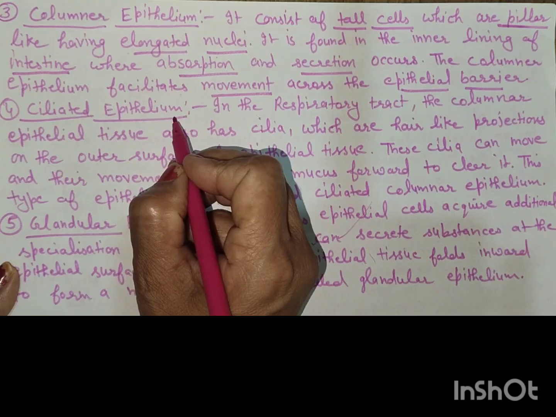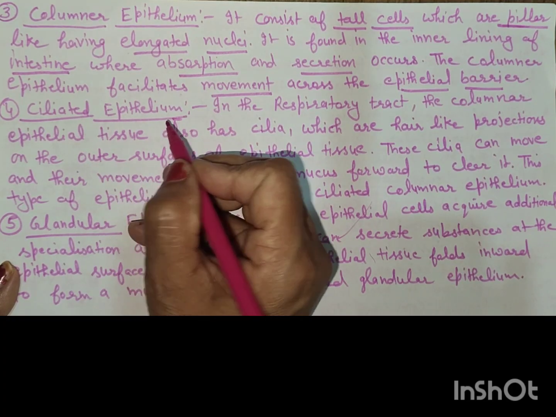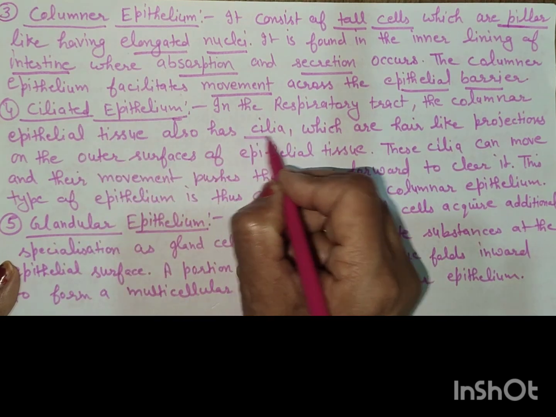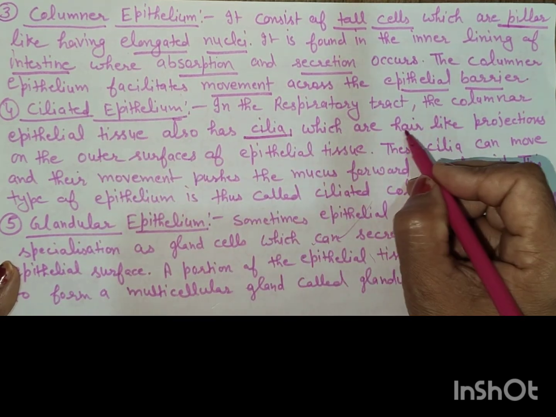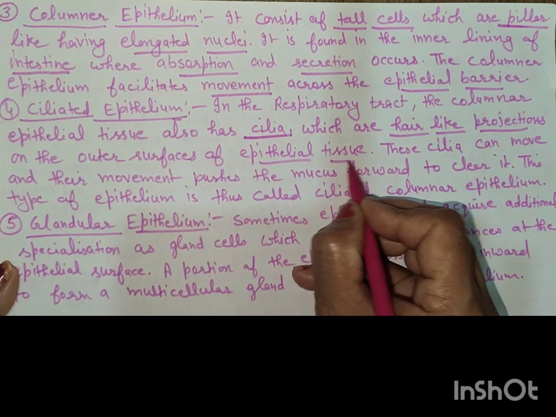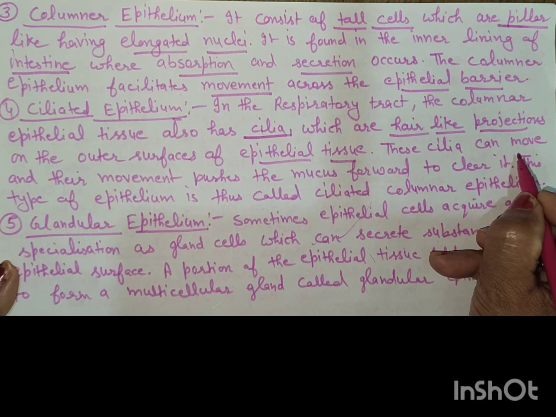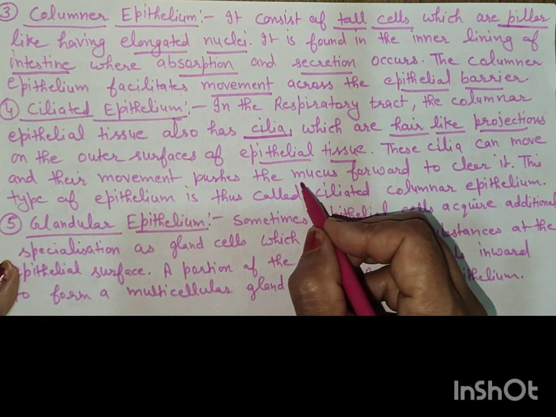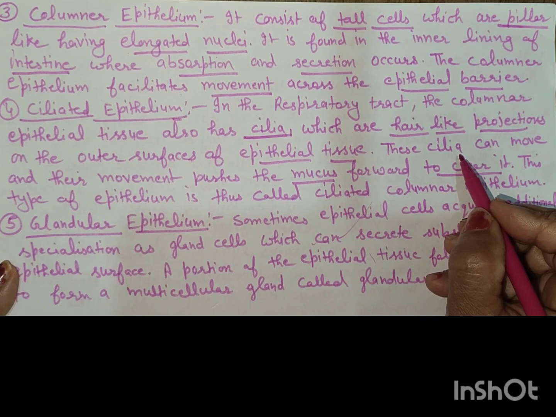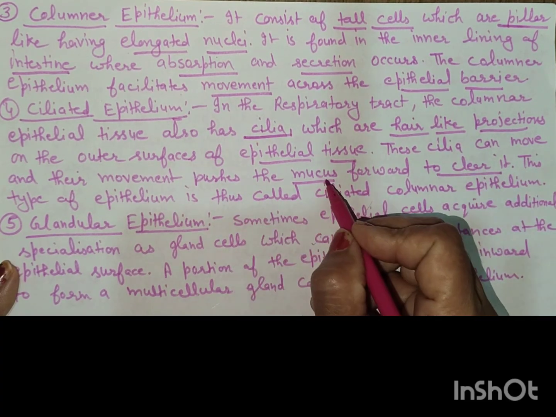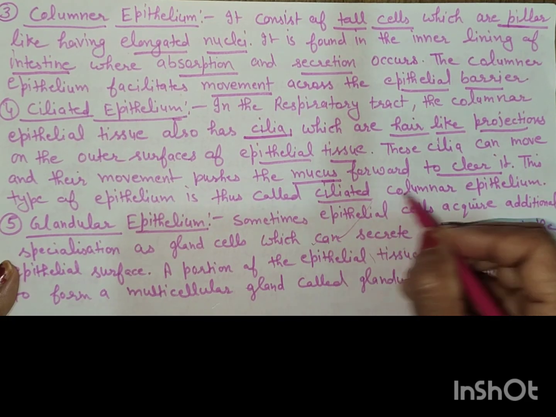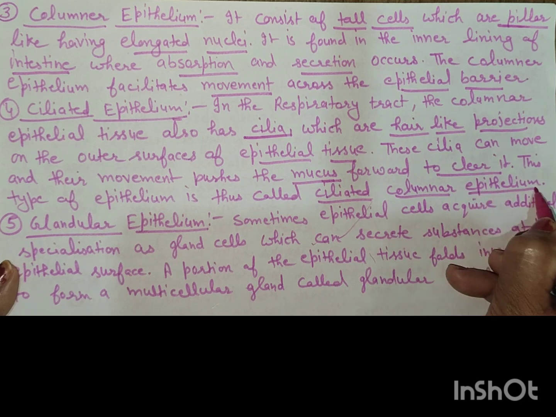Next is ciliated epithelium. In the respiratory tract, the columnar epithelium also has cilia. These cilia are hair-like projections on the outer surface of the epithelial tissue. They can move, and their movement pushes the mucus forward to clear the respiratory tract. This type of epithelium is thus called ciliated columnar epithelium.